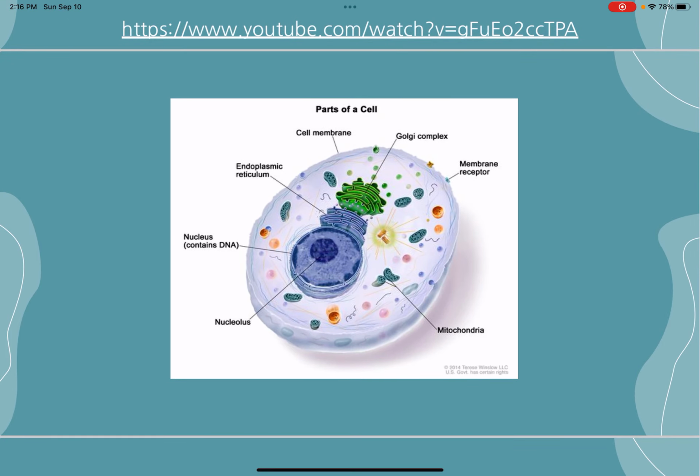This is a diagram that shows the parts of the cell. The Golgi complex prepares protein and lipid molecules for use in other places inside and outside the cell. The membrane receptors signal cellular responses for extracellular stimuli. The endoplasmic reticulum is a network of membranous tubules within the cytoplasm. It is the transportation system of the cell.